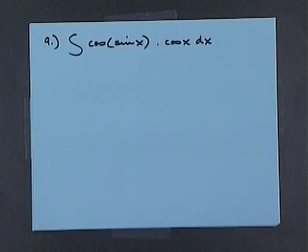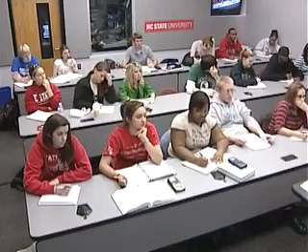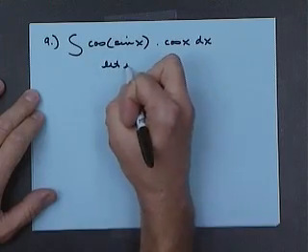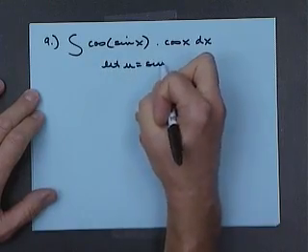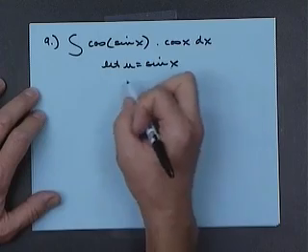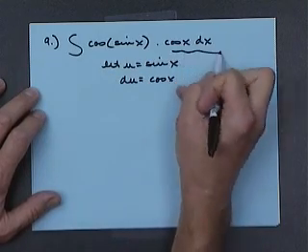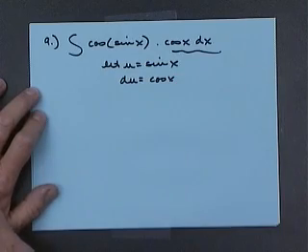Any intelligent guesses as to what we want to let u represent on this problem? Blair? Sine of x. Okay, so why does that have a pretty darn good chance of working? Because the derivative of the sine of x, our choice for u, is the cosine of x, and we've got one of those kind of out there floating by itself.